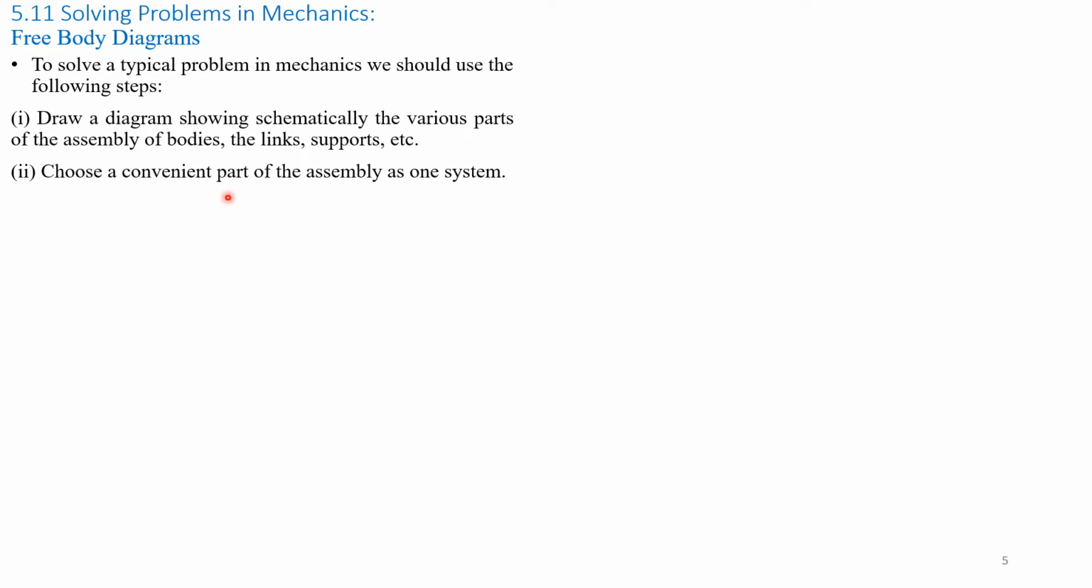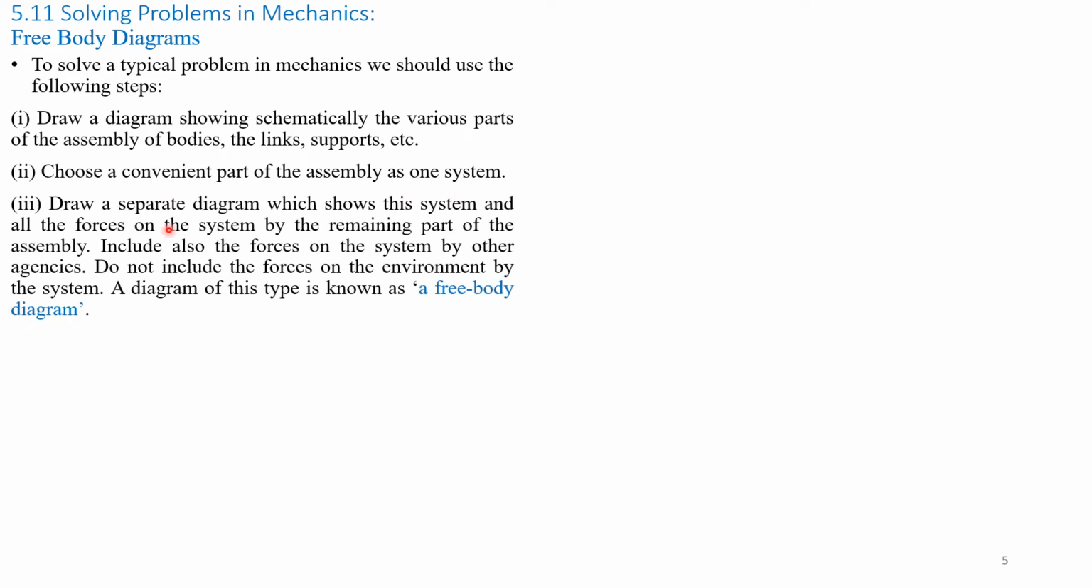Choose a convenient part of the assembly as one system and draw a separate diagram which shows the system and all the forces on the system by the remaining part of the assembly. Include also the forces on the system by other agencies. Do not include the forces on the environment by the system. A diagram of this type is known as a free body diagram.